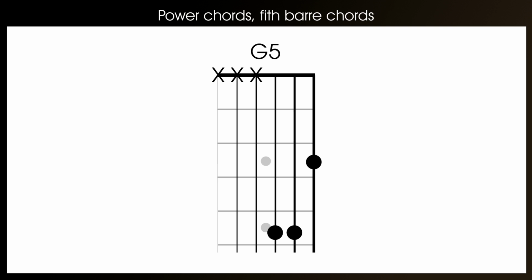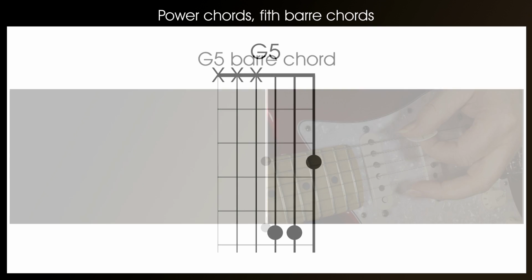If we add the 3rd, which is what we would do to play a major or a minor chord, the frequency of the 3rd works against the other 2 notes in the chord and therefore reduces the power of it. So if you're looking for a good, powerful, rock sounding chord, the 5th chord is the one to choose.